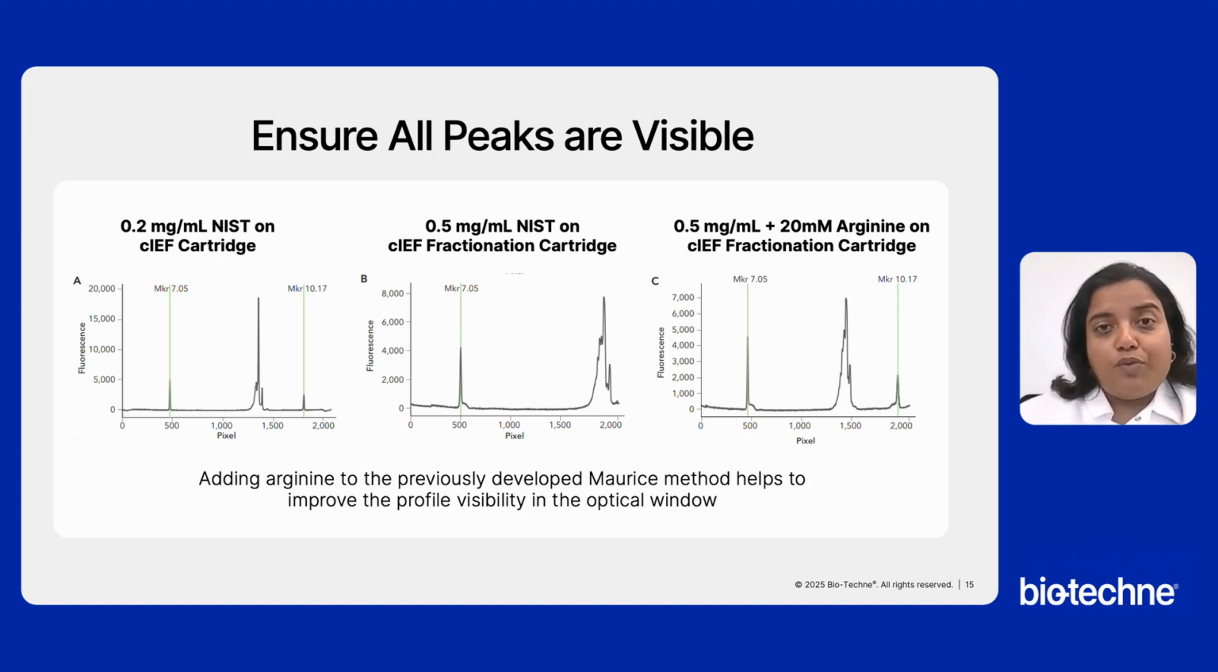The NIST mAb was run using the Maurice cIEF sample solution at 0.2 mg per mL on your icIEF cartridge, then at 0.5 mg per mL on the icIEF fractionation cartridge, and at 0.5 mg per mL using the Maurice icIEF sample solution with 20 millimolar arginine on the icIEF fractionation cartridge. As you can see, the addition of 20 millimolar arginine to the sample solution results in the basic pI marker, that's your 10.17, being visible in the icIEF fractionation cartridge optical window.